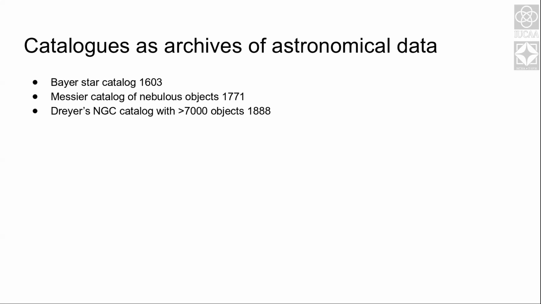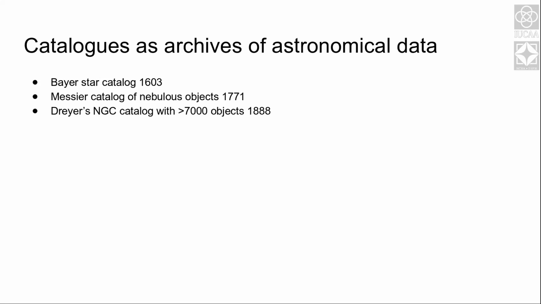In the early years, the archives took the form of catalogs of various objects. So for example, in 1603, Bayer published his catalog of stars. We still use some of the Bayer designations for some of the brighter stars in the sky. In 1771, in France, Charles Messier compiled a catalog of nebulous objects. These were objects that were likely to be confused with comets by people who were hunting for comets. And therefore, he made that catalog.